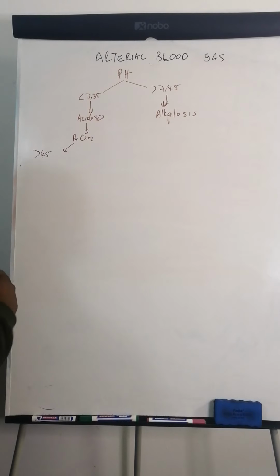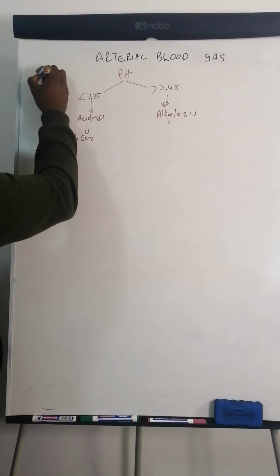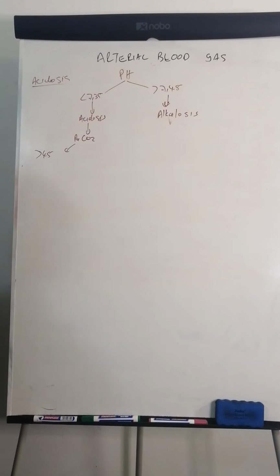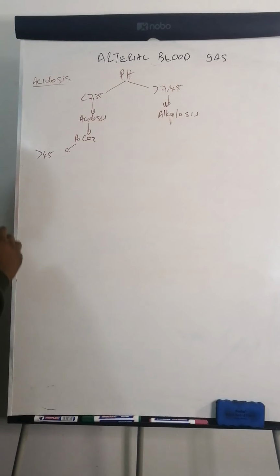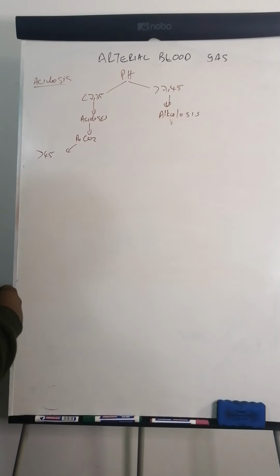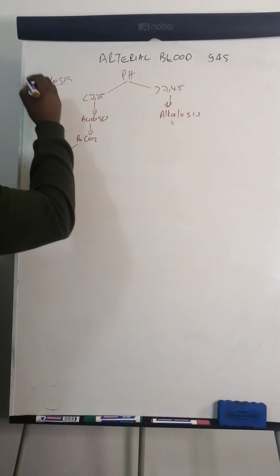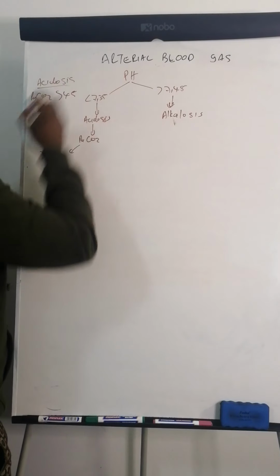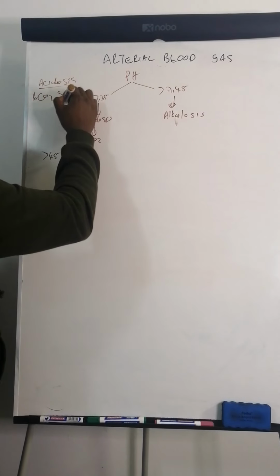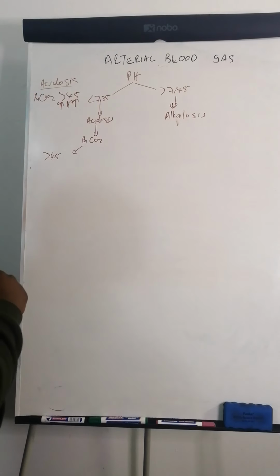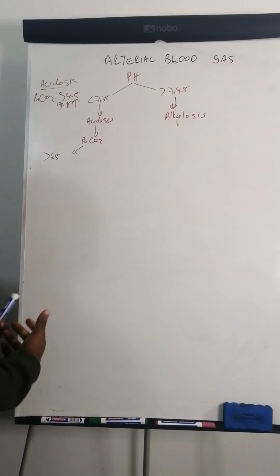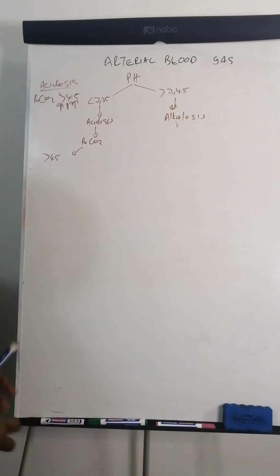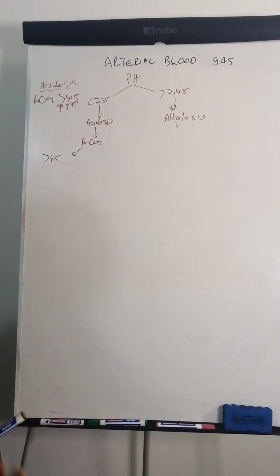What is it doing? If our pH says we have acidosis, and the acidosis is because of a partial pressure of CO2, then the partial pressure of CO2 must be more than 45. It must be high, to show that we are retaining CO2. And because we are retaining CO2, the partial pressure of CO2 in the blood has increased, making our blood acidic.